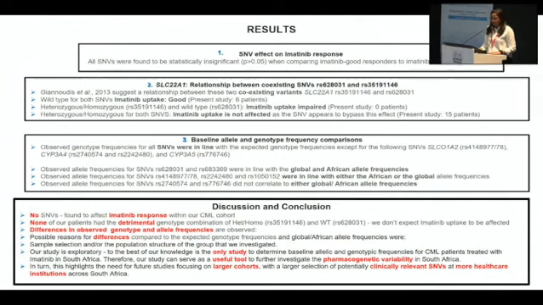So number one, all SNVs were found to be statistically insignificant when comparing the two groups. Thus, no SNVs were found to affect imatinib response in our cohort. Secondly, an interesting finding: SNV deletion G was linked to poor imatinib response by Johanna Des et al., 2013. However, the simultaneous presence of SNV M48V circumvented this effect. So all patients in our cohort had both SNVs. Thus, we don't expect imatinib uptake to be affected.